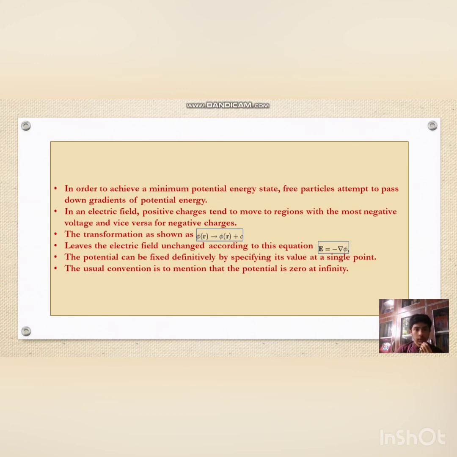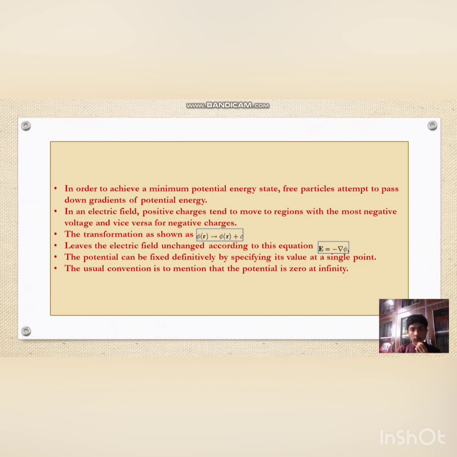In order to achieve a minimum potential energy state, free particles attempt to pass down the gradient of potential energy. In an electric field, positive charges tend to move to regions with the most negative voltage and vice versa for negative charges. The transformation is shown in the equation, which leaves the electric field unchanged.